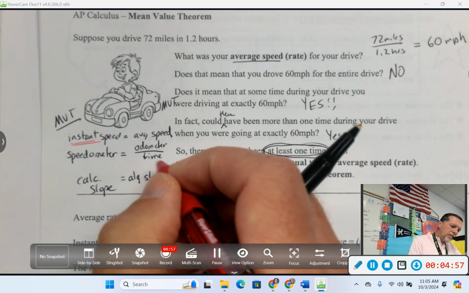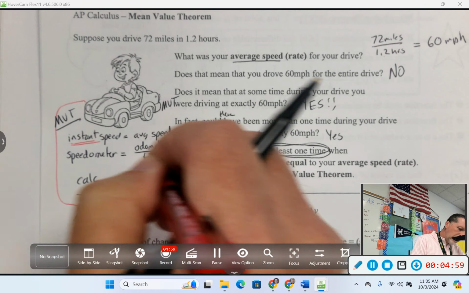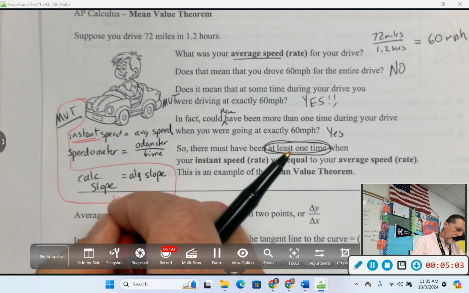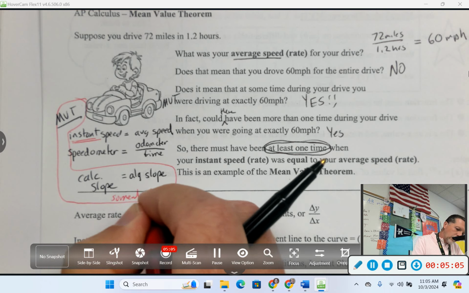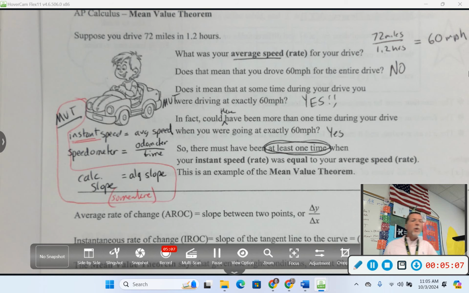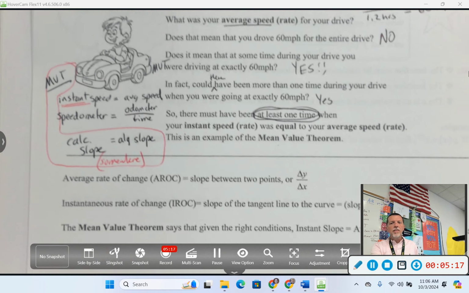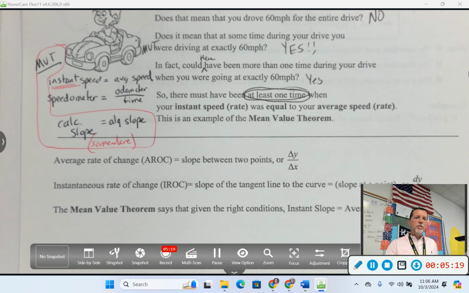So this is how I remember MVT. Calculus slope equals algebra slope, somewhere. That's sort of in parentheses there. Like, I don't know where it happens, but somewhere your instantaneous calculus slope equals the overall algebra slope. That's the MVT sort of concept.